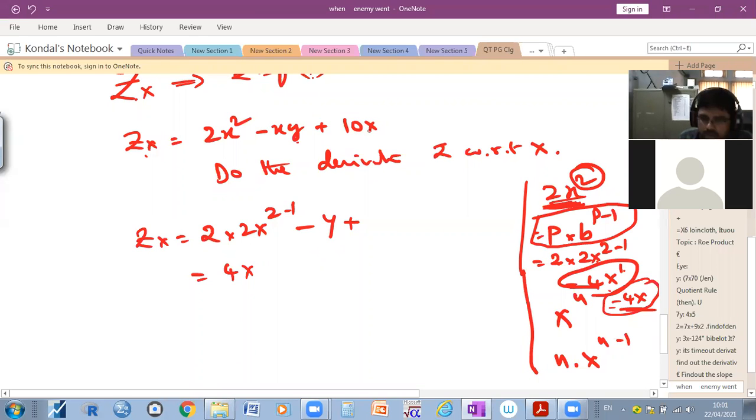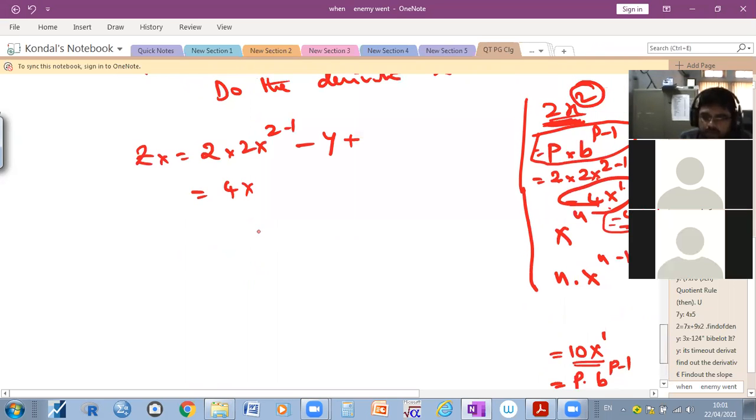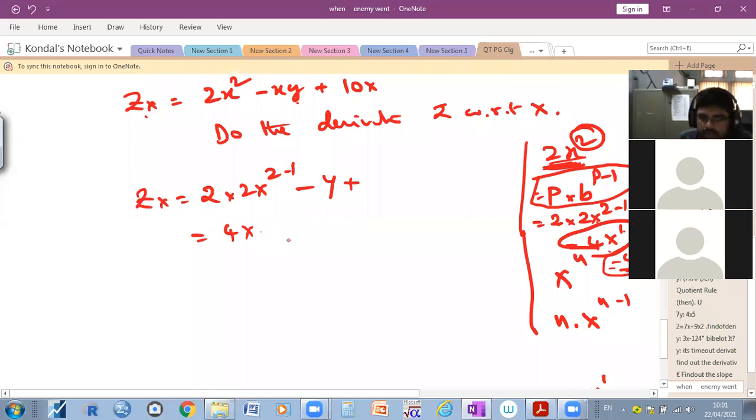So the 10x, how much will come when you do the derivative? 10, sir. Only 10. Plus 10. So this is the first derivative of z with respect to x. Is it clear? Yes, sir.